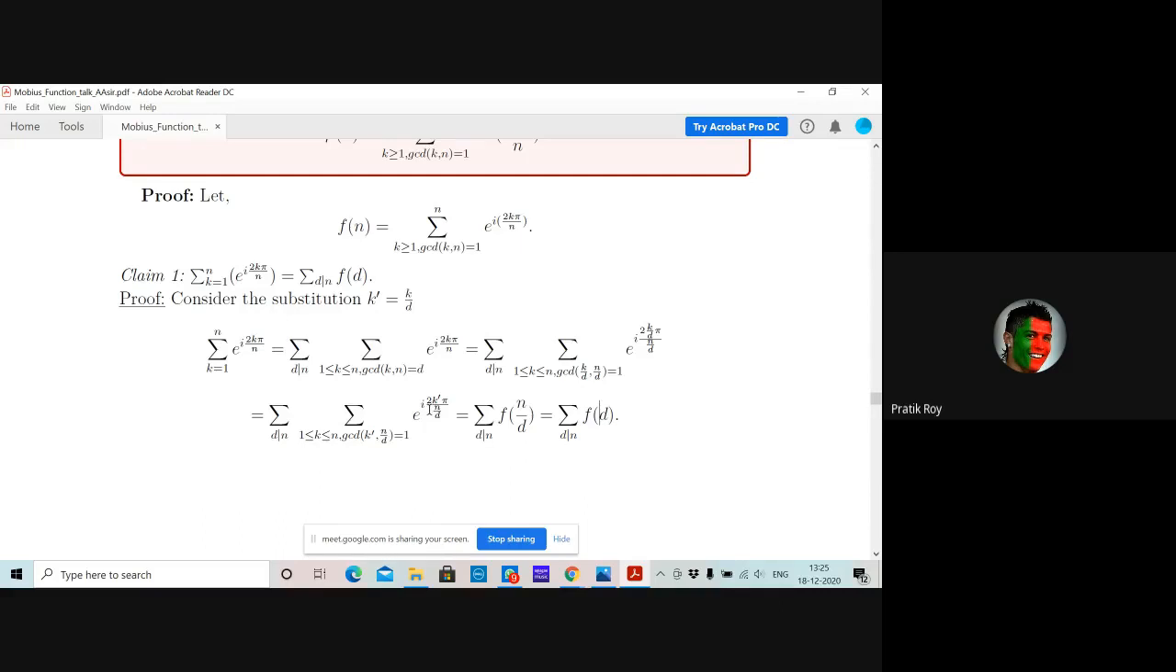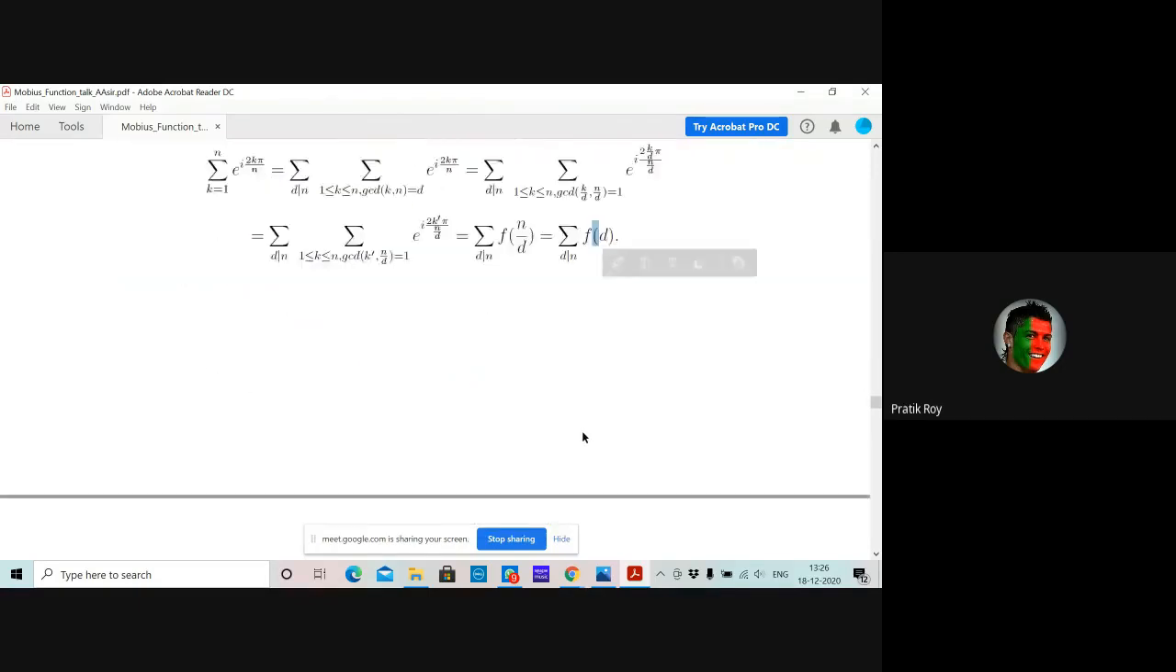So we have this expression equal to the summation over d dividing n of f of n by d, which can also be written as the summation over d dividing n of f d, because these are just summing up all the divisors of n in reverse ways. That is, if the first one is summing over the divisors of n from the left side, then the other is summing over the divisors from the right side. So it is basically the same sum.